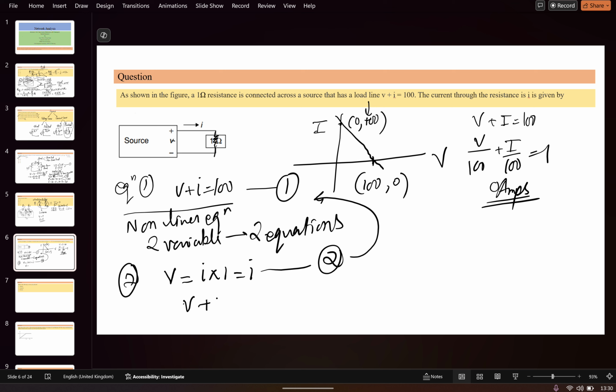So V plus V is equal to 100. This implies that V is equal to 50. Similarly, I is also equal to 50. So this is the answer, the correct answer is 50 amps. Okay. This is a simple logic question. So let's go to another part.